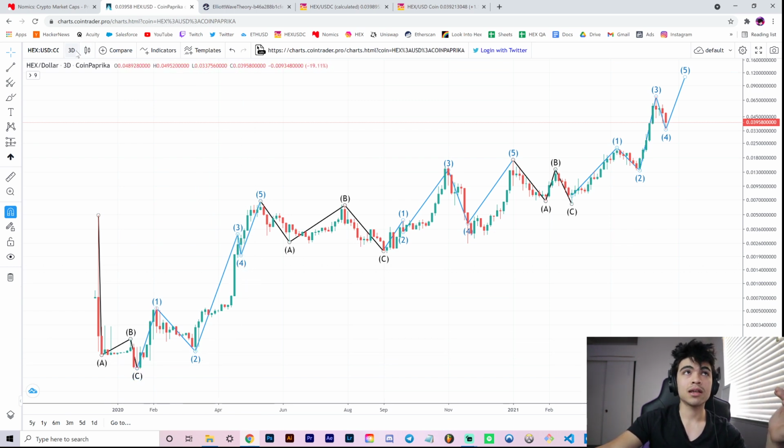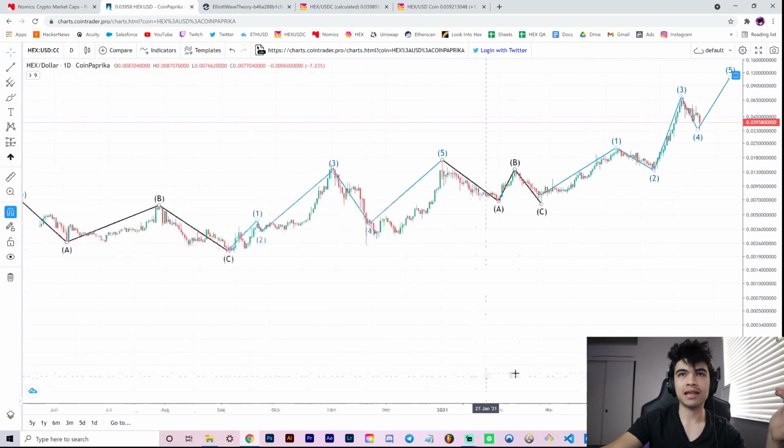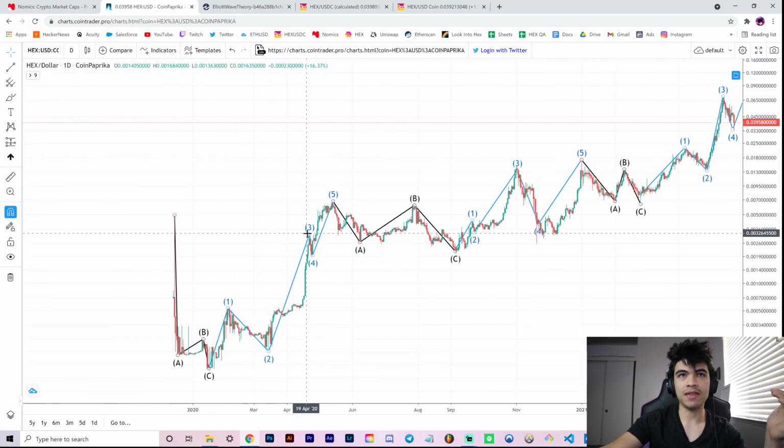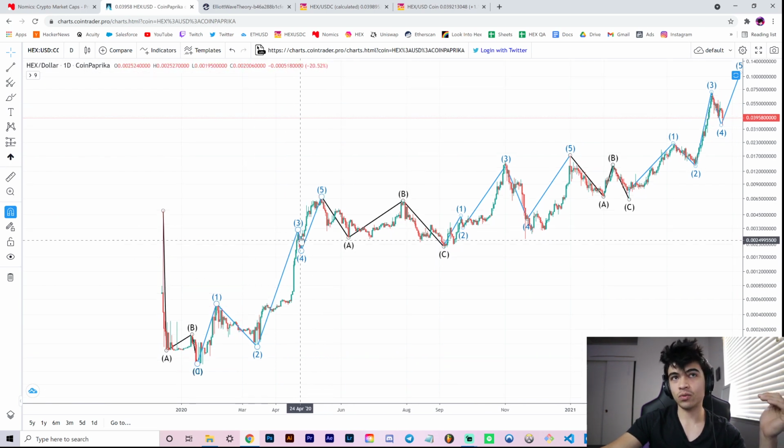It's not your shortest. And if you actually zoom out to the daily, you'll see why I decided this to be your 4 wave, because it might not seem like much here, but this was actually a 40% correction.